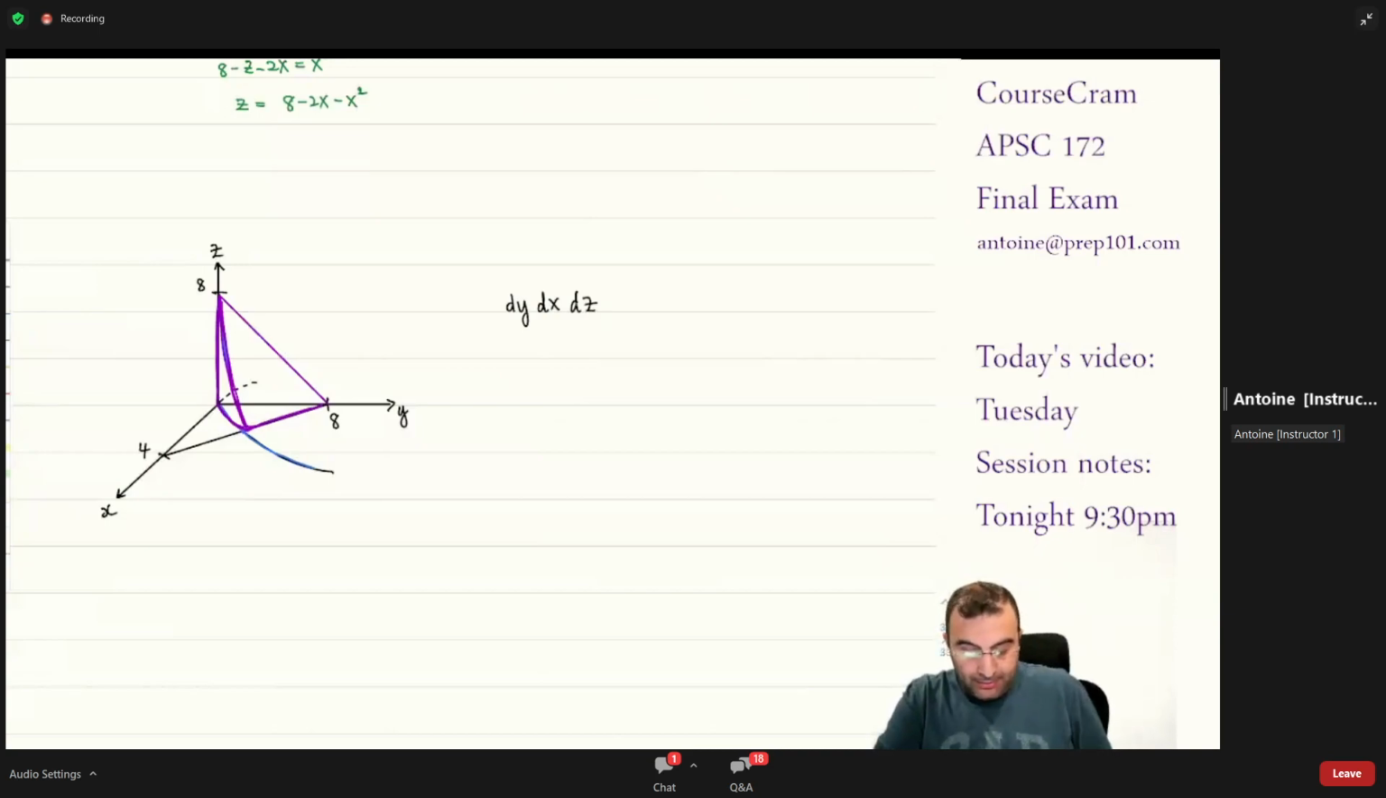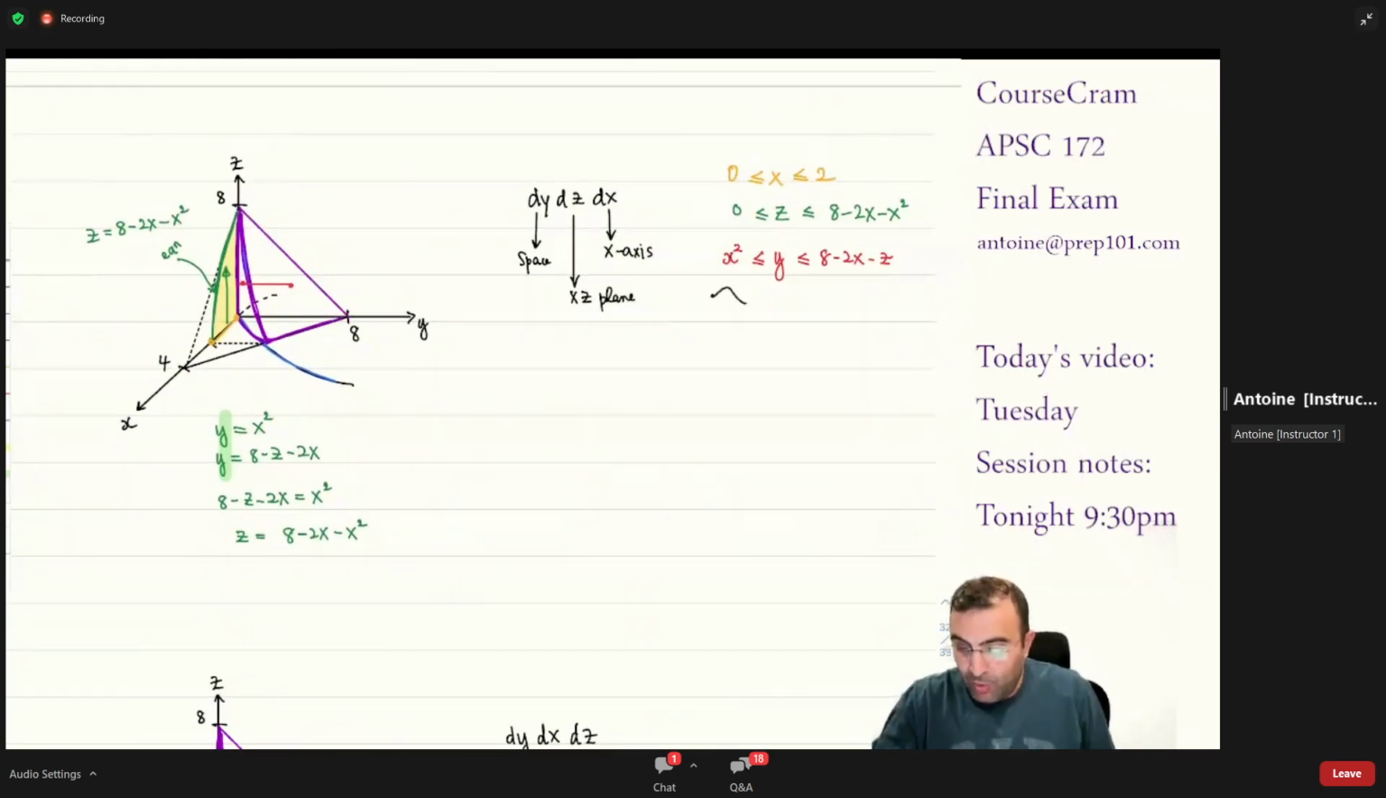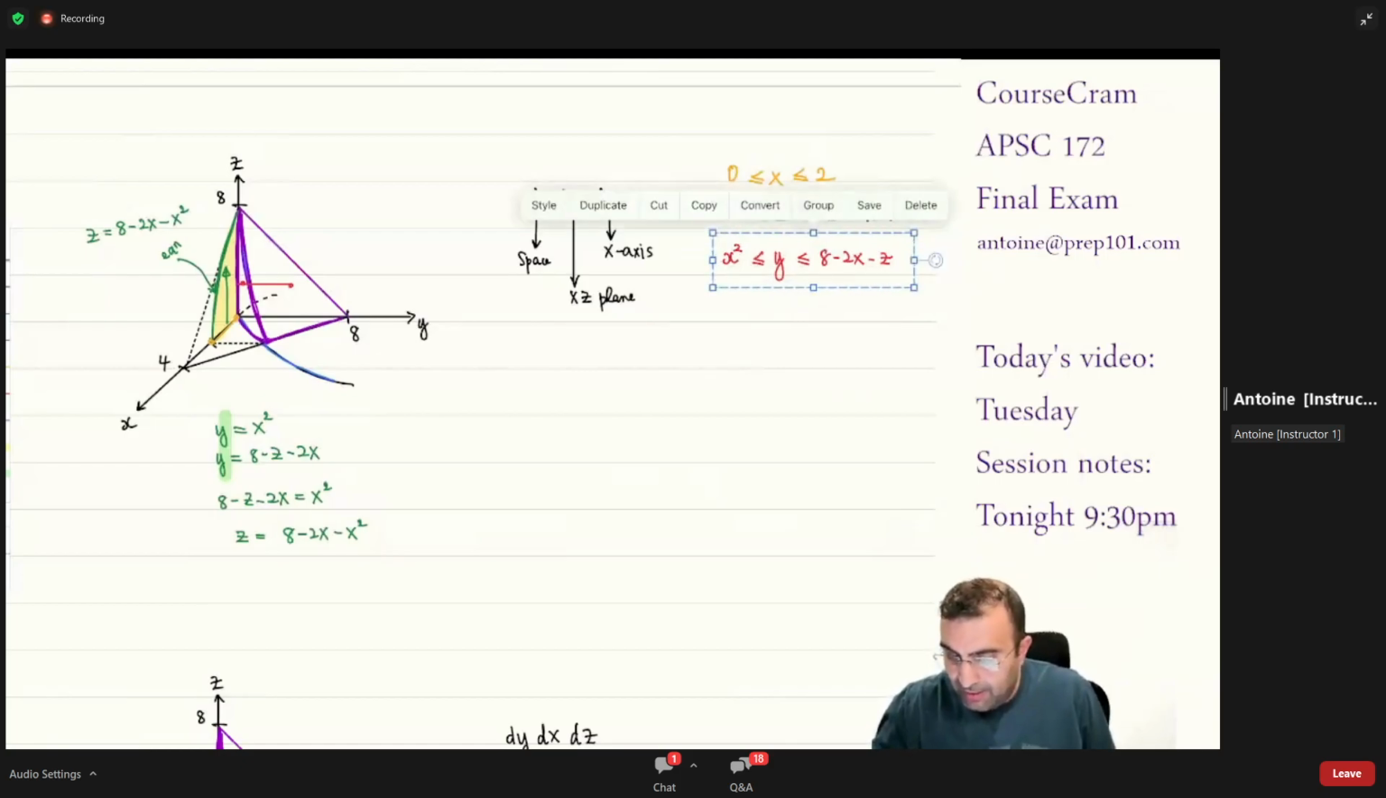All right. So z is on the z-axis. X is in the xz plane. And then y is in space. So y is still the same as before, right? Since y is still the space one, we know that y will just be the same.